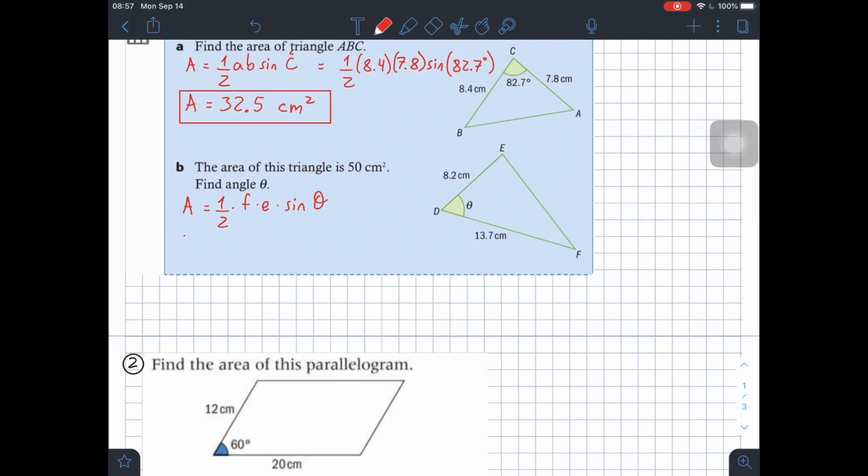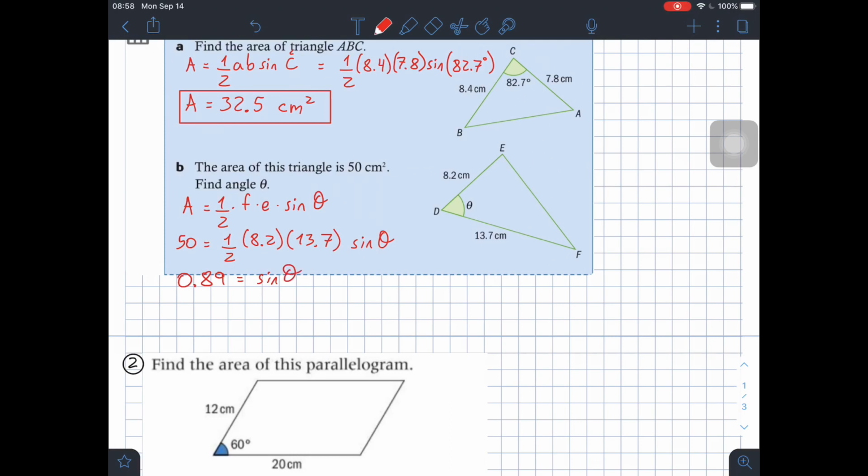So the area is 50. 50 is equal to 1/2. F is 8.2. E is 13.7. And then we have sine of theta, which is what we want to find, right? So if I solve for this, that means I leave all of that term alone. I would take all of this dividing to the other side. With the help of the calculator, we would get that 0.89 is equal to sine of theta. Try doing this in your calculator and you should get the same answer, okay?